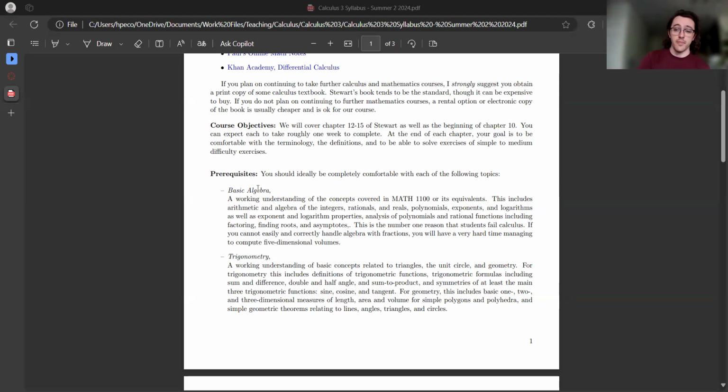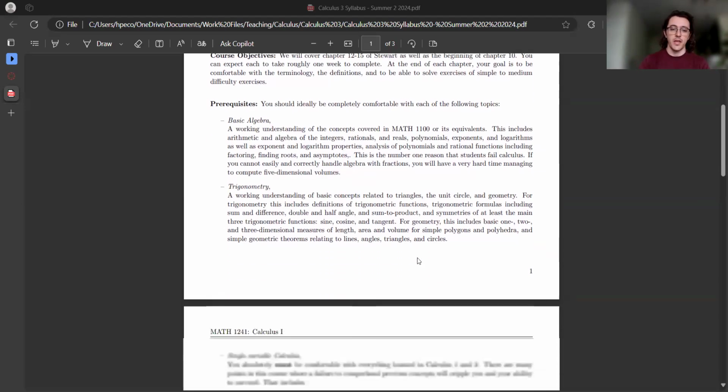Prerequisites: you will not get to that passing level of understanding without these. You should know some basic algebra. If you struggled with algebra in calculus 1 and 2, don't think that it's going to get easier here. It will not. I guarantee you it will only get harder. So make sure that you practice a lot of these things like polynomial factoring, dealing with exponent laws and logarithm laws. You should know how to find roots and asymptotes and that sort of thing.